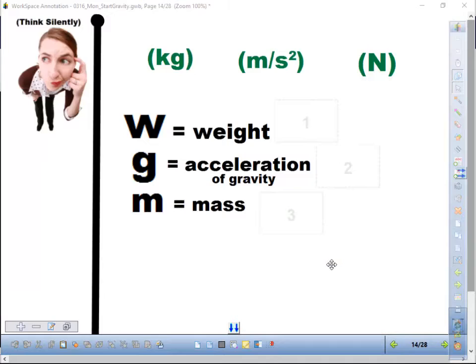So we're going to see if you can come up with the equation for weight, because it's very similar to another very important equation we learned earlier in the semester. But let's just look at the units for now. We have weight is W, acceleration of gravity is little g, and mass is m. Those are the variables we're going to use, but here are the units: kilograms, meters per second squared, and newtons. I want you to think about where each of these three units goes. Match these three units with these three different variables.